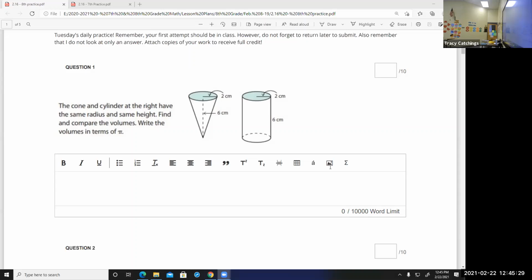Everybody made it to your practice? We there? All right. Number 1, the cone and cylinder at the right have the same radius and the same height. They said find and compare the volumes. And then they said write the volume in terms of X. First thing said find and compare the volumes.